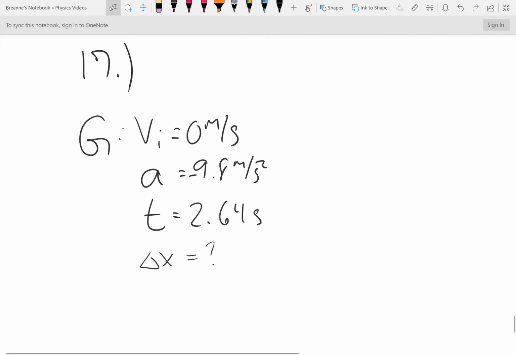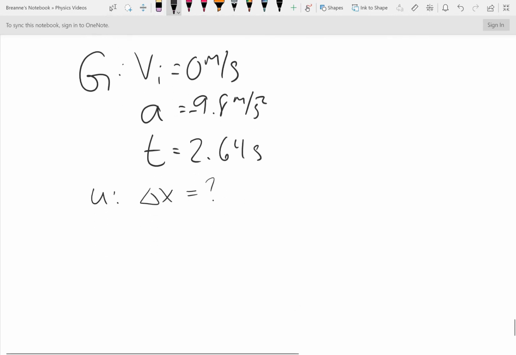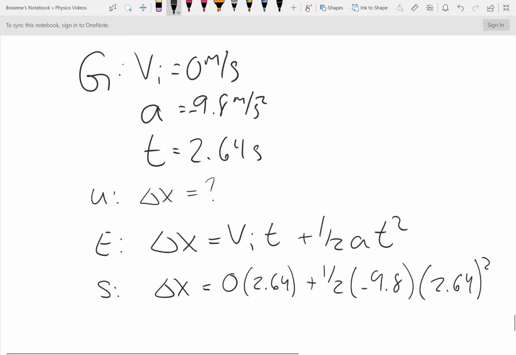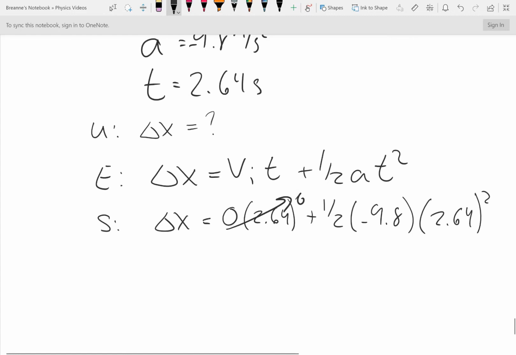Looking at our equations, we're going to end up using our first equation. Delta x equals v_i t plus 1/2 a t squared. I came up with that because we do not have final velocity. That is the only equation that does not have final velocity. If we substitute, we have delta x equals 0 times 2.64 plus 1/2 times negative 9.8 times 2.64 squared. 0 times anything goes to 0. That goes away. And so we're left with this part.